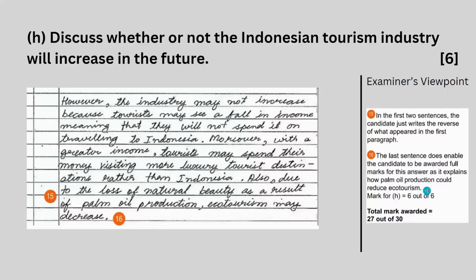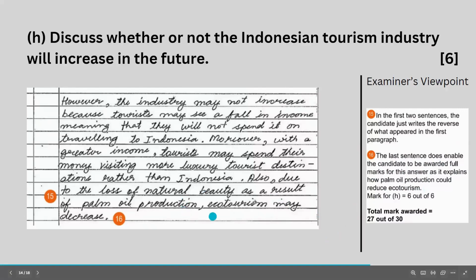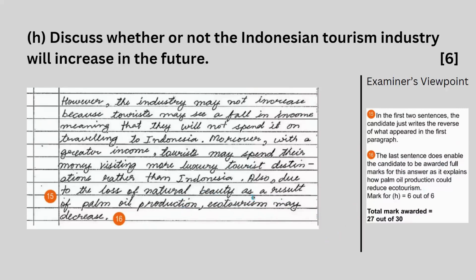Now, looking at this, the examiner has said that the first two lines of the other part of the question is just the opposite of what was written in the first paragraph. The candidate has not been awarded marks for that point. The candidate has been awarded marks for the point where they have mentioned palm oil production. Because of that, they have got the other mark. So in this question, the candidate has also got 6 out of 6. And in part A of the question paper, this candidate has got 27 out of 30.